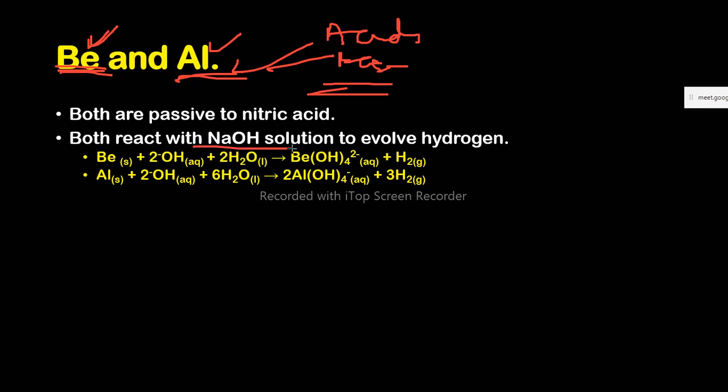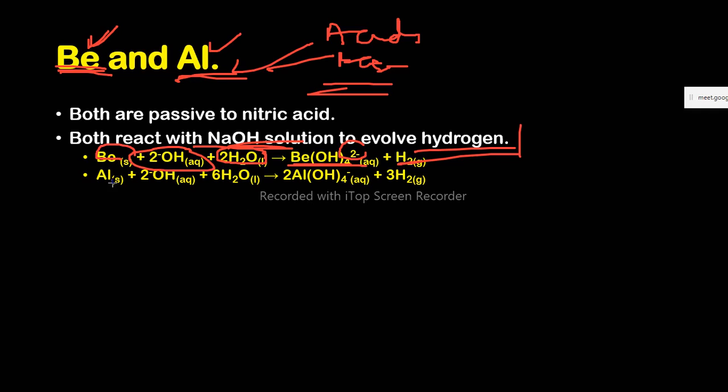So with bases such as sodium hydroxide, hydrogen gas is involved. They can react with it. Okay? That's beryllium plus the base, and the reaction occurs in presence of water. You form tetrahydroxo beryllate 2 ions, and then the hydrogen gas. You need to know how to write this equation. Okay?